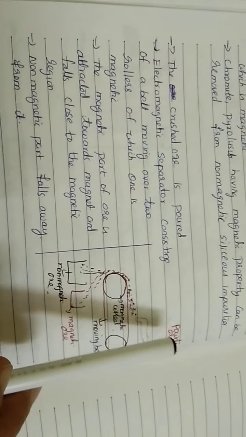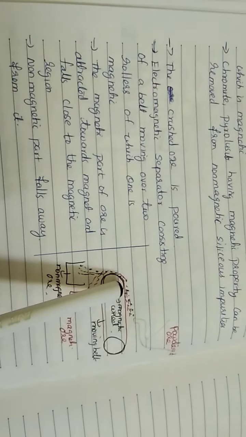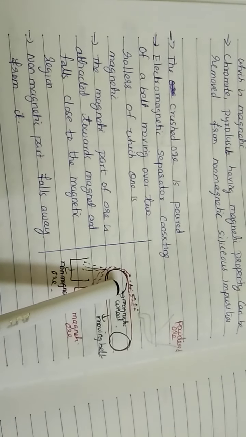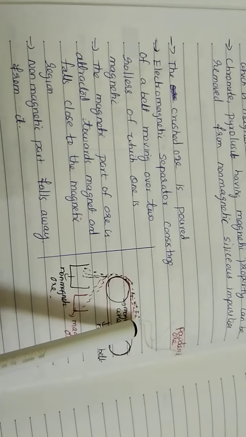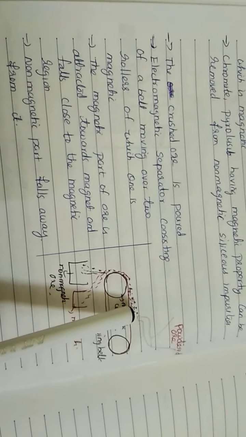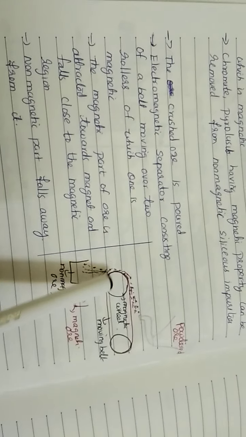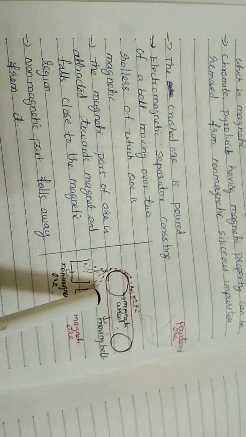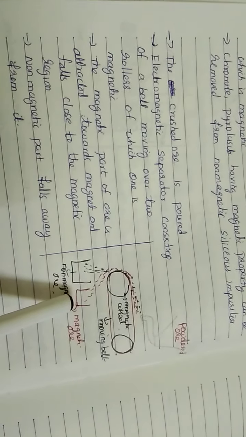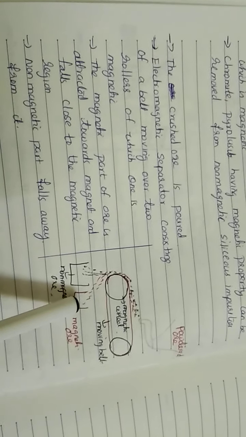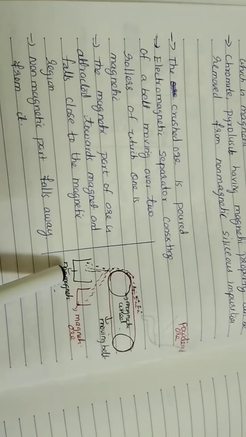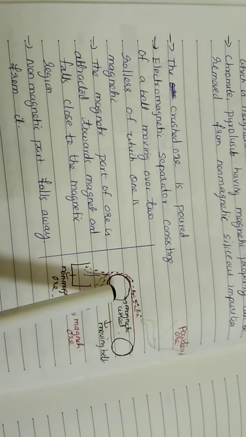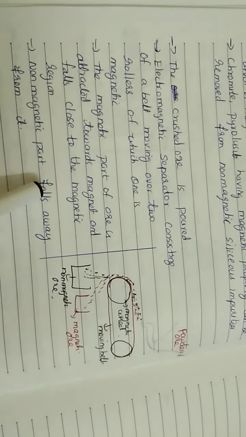So the crushed ore is poured onto the electromagnetic separator consisting of two rollers, one of which is a magnetic wheel. The ore moves over the belt. The magnetic part of the ore gets deposited near the magnetic part, and the non-magnetic part falls away from it.